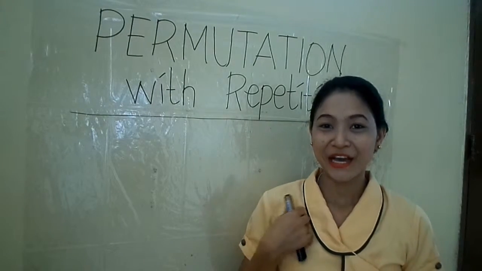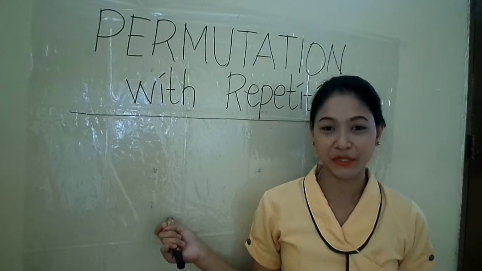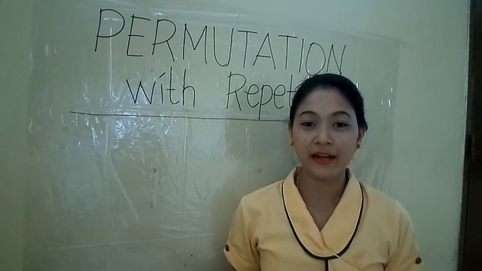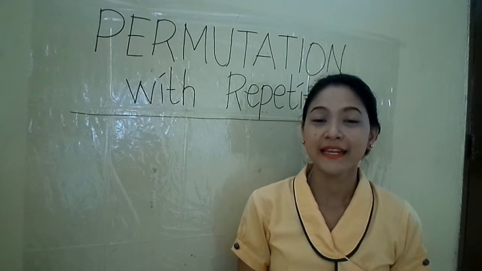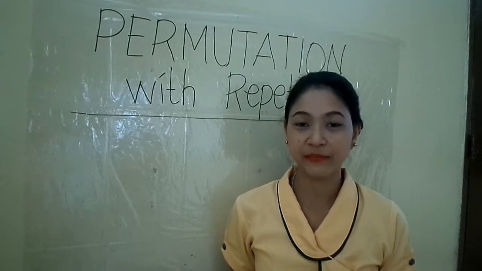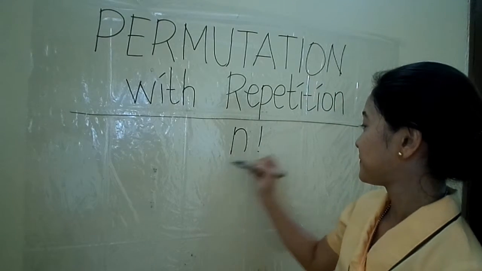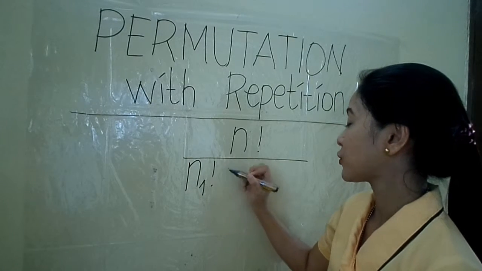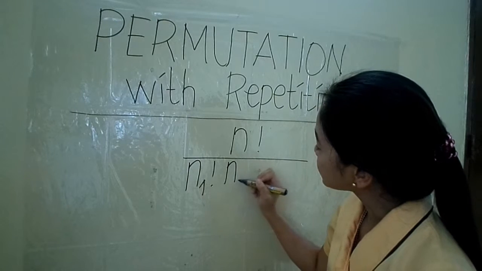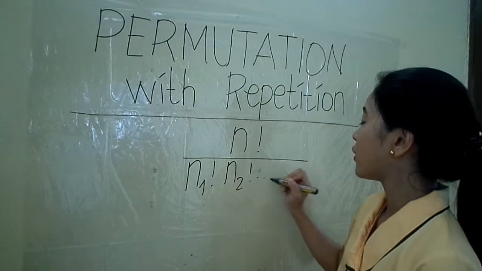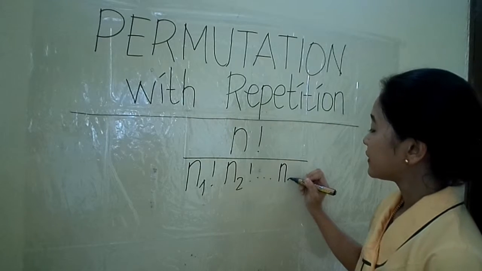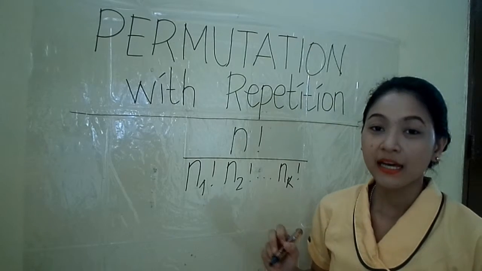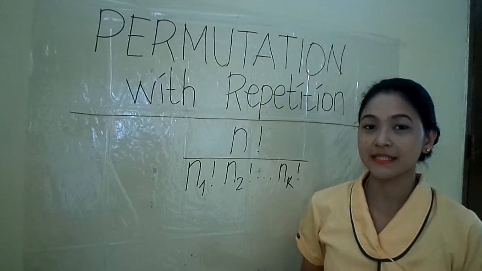Hi! Today, we're going to talk about permutation with repetition. So the number of permutations of n objects where n1 are alike, n2 are alike, and nk are alike is given by this formula: n factorial over n1 factorial, n2 factorial, and so on up to nk factorial, where n is the total number of objects.